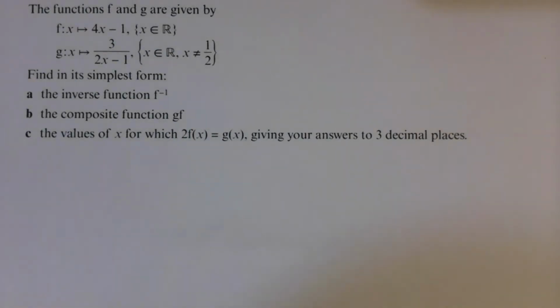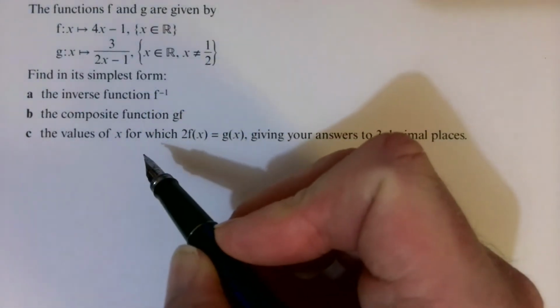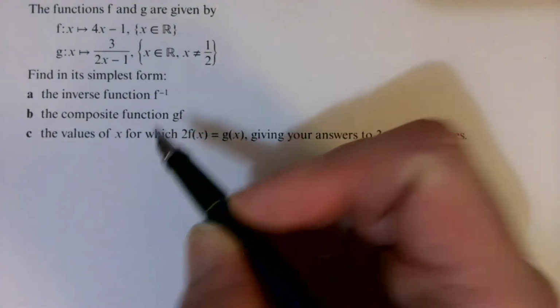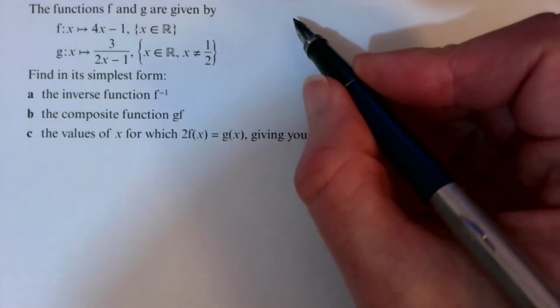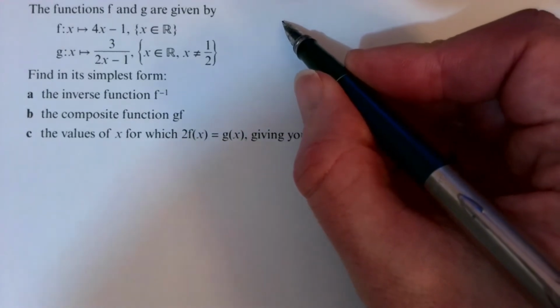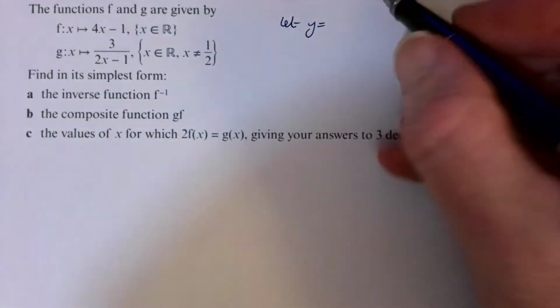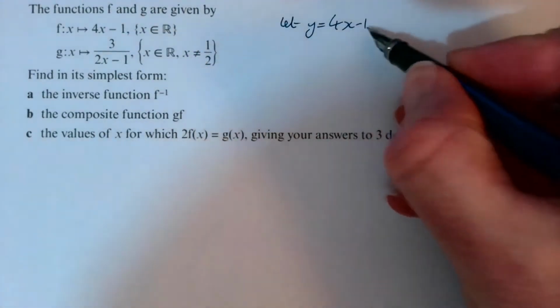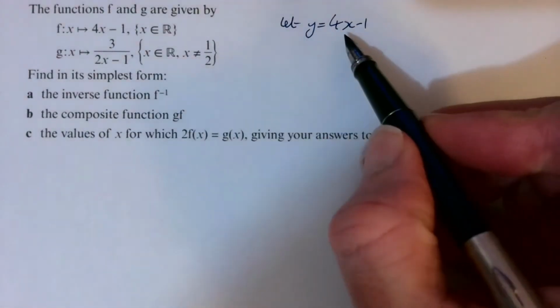An inverse is a reverse procedure. So to work out what it is as an inverse, the simplest way I know to do it is to let y equal whatever your function of x is, and then rearrange to make x the subject of the equation. So you're finding out what you would do to go the other way.